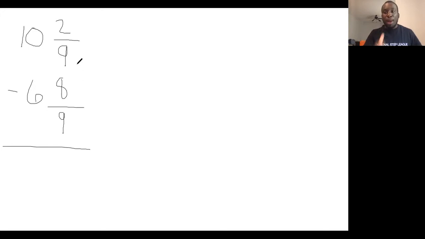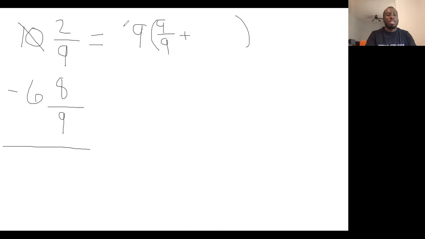Step 3 is to borrow from my whole number. When I borrow from my whole number, I'm going to cross this out and make this a 9. 9 plus what equals 10? 1. When I'm thinking about a fraction, if my denominator and my numerator are the same number, it is going to equal 1 whole. My denominator is 9. So if I want to make this 1 whole, my numerator must also be 9. 9 plus 1 equals 10.